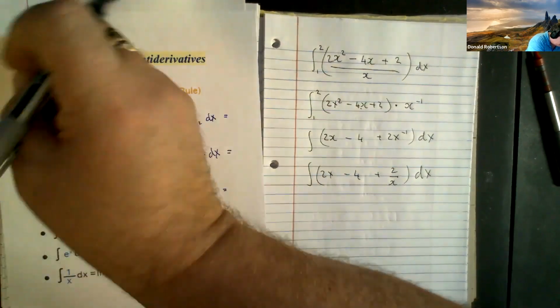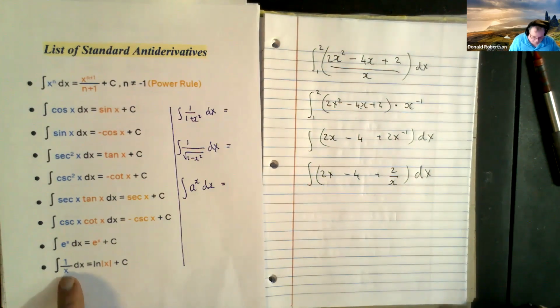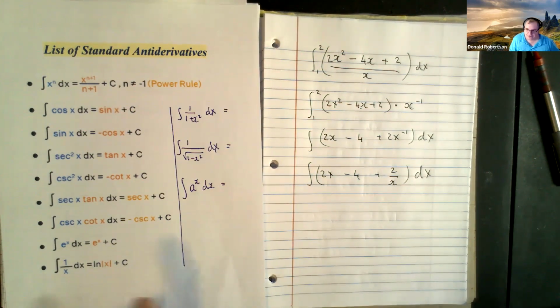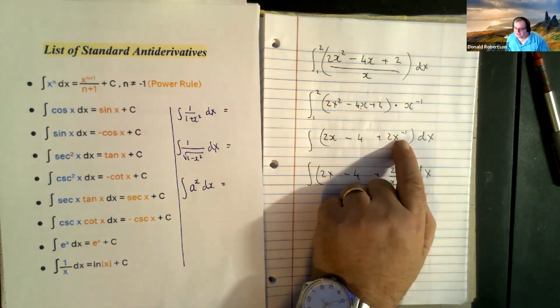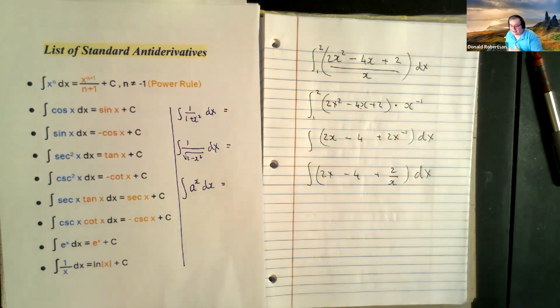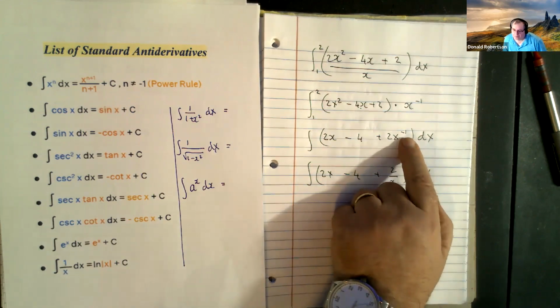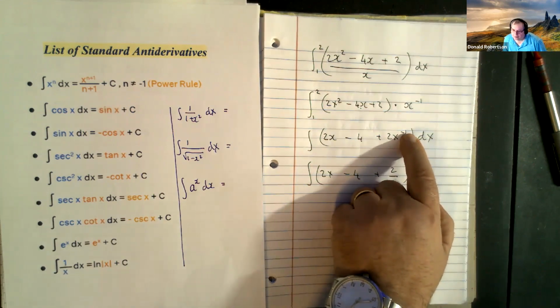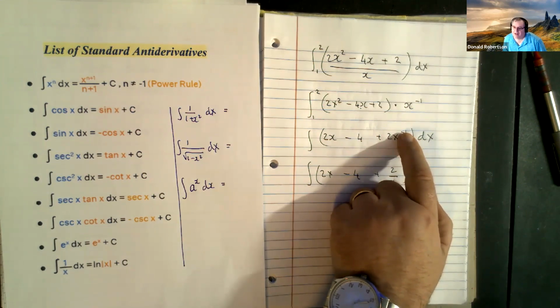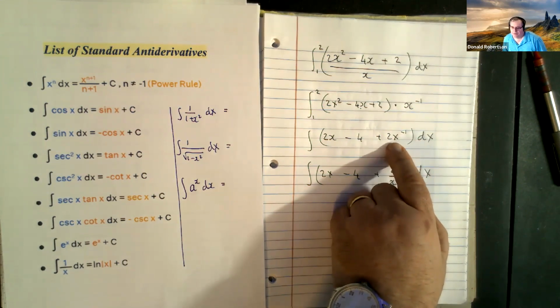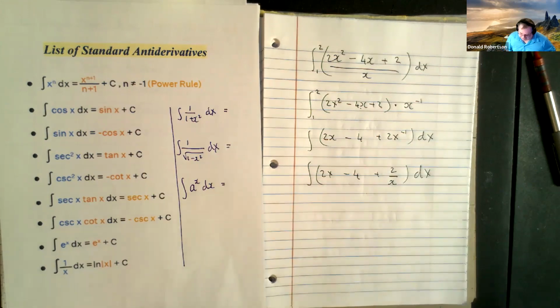And I need to do that because of this special case. This power of x, x to -1, doesn't work with the power rule. If you try the power rule on this, you will add 1 to the power, which gets you x to the 0. And then you divide by the new power, and dividing by 0 is a bad idea.